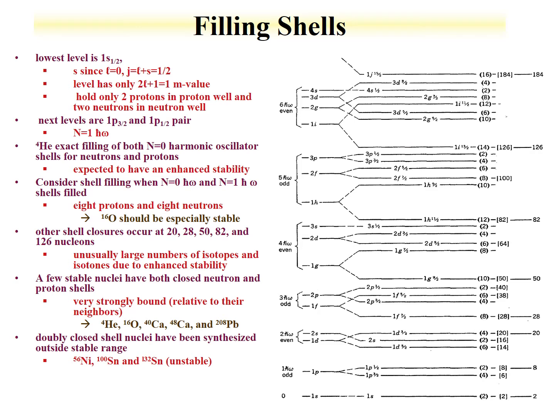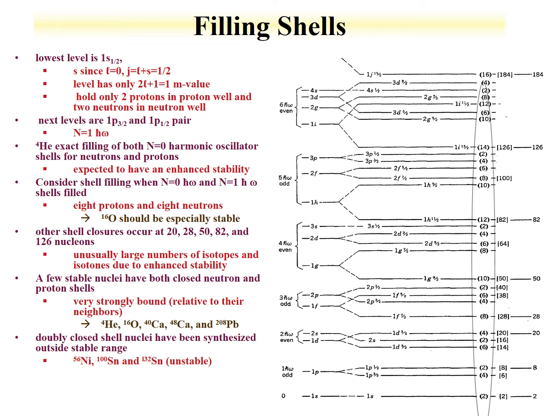A few stable nuclei have both closed neutron and proton shells. They're very strongly bound relative to their neighbors. We can also call these doubly magic nuclei, and some examples are listed here: helium 4, oxygen 16, calcium 40 and 48, lead 208. We can also find doubly closed, doubly magic nuclei that are unstable. Examples are given here, and particularly tin 132 being one of the driving forces in the asymmetric fission distribution.